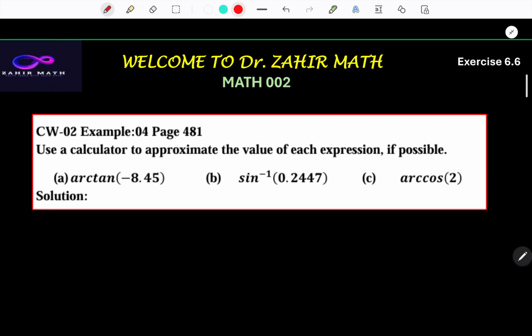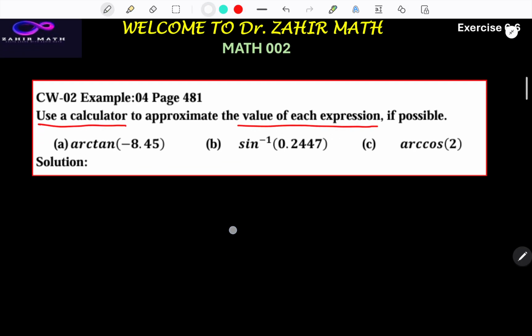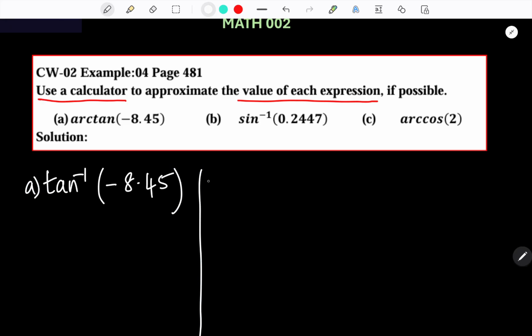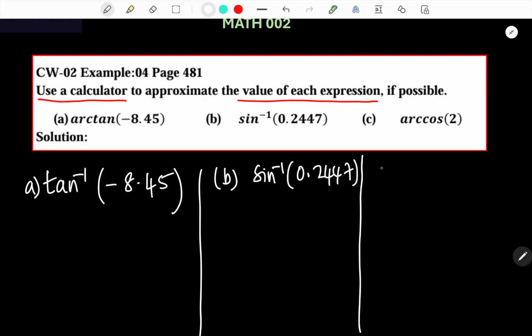Right, use a calculator to approximate the value of each expression if possible. So what's the first question? The first question is arctan, which means it is tan inverse of -8.5. Then the B question is sine inverse 0.2447. And C is cosine inverse 2.